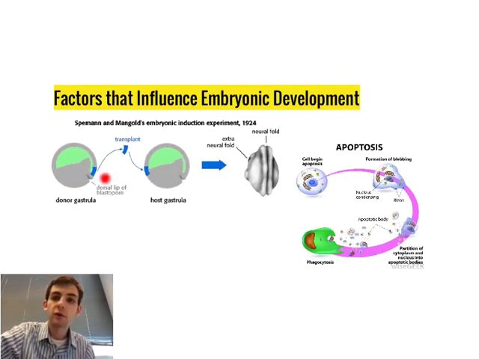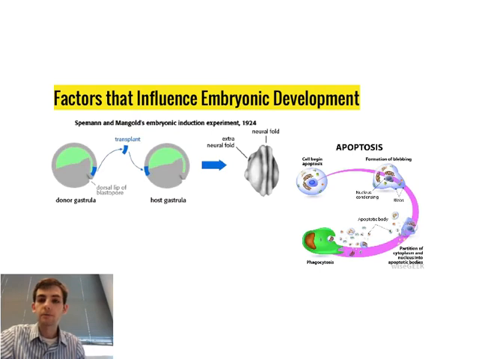So he took the dorsal lip of one embryo, he put it onto another embryo, and what he saw was a new organism developing right off of the other organism. The development of a neural fold and a neural tube happened, and then we had two embryos growing at that time. So this experiment showed the importance of embryonic induction, or the importance of that blastopore.